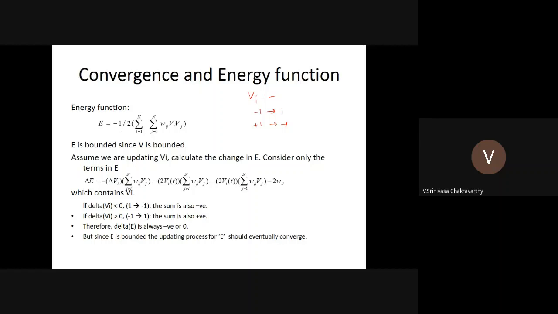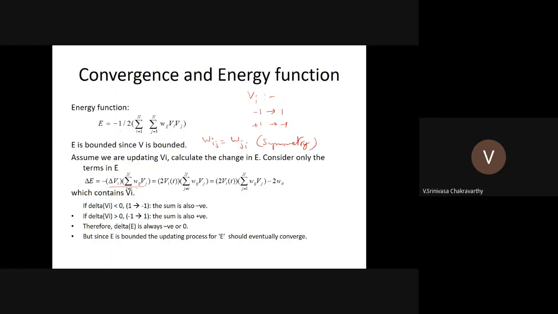And you get this expression. Here we are making a very important assumption, that Wij is equal to Wji. This is called the symmetry condition, which is essential for this result to be true. So we get this expression out.